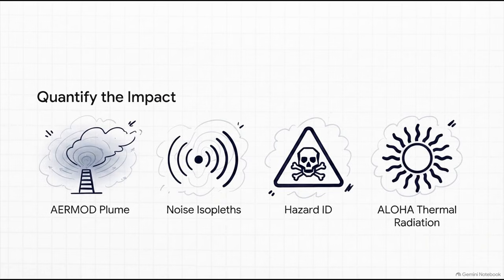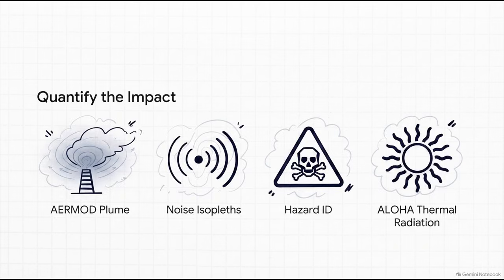You can't measure "some air pollution." The corrective action here is mandating specific software tools. You absolutely must quantify the air impact using AirMod to show incremental ground-level concentrations. You need to generate noise isopleths. You have to conduct a formal hazard identification and quantitative risk assessment using tools like ALOHA to plot actual thermal radiation threat zones. You've got to quantify the impact, the magnitude, and the significance.